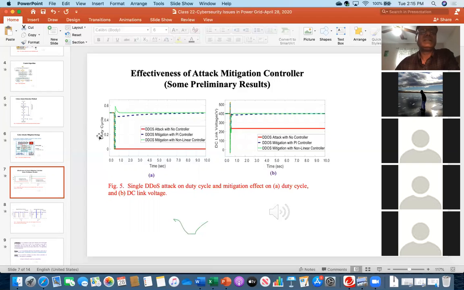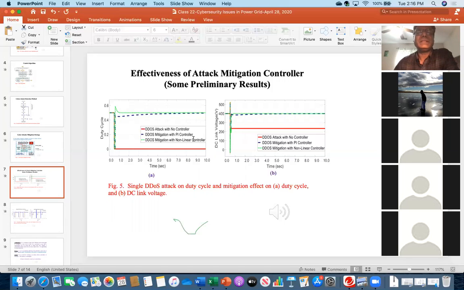Initially the duty cycle value was 0.5. And what did the attacker do? The attacker changed the value and it dropped down to 0. And that 0 value, the red signal, continued until 10 seconds. This is the attack. In the response there are 3 legends: DDoS attack with no controller, DDoS mitigation with PI controller, and mitigation with nonlinear controller.